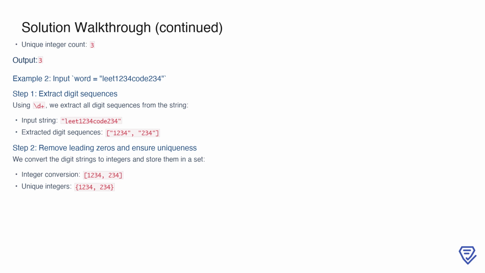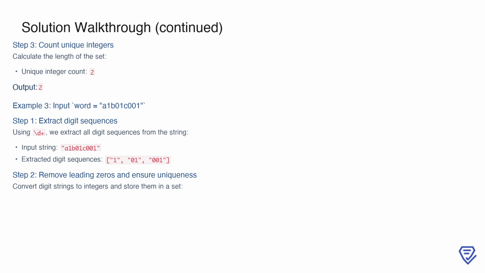The process is the same. Using \d+, we extract all digit sequences, which gives us 1234 and 234. These strings are then converted to integers, and we obtain the list 1234, 234. Storing these in a set removes any duplicates, resulting in 1234, 234. The length of this set is 2, so the unique integer count for this input is 2. As you can see, the approach is consistent and handles different input structures effectively.